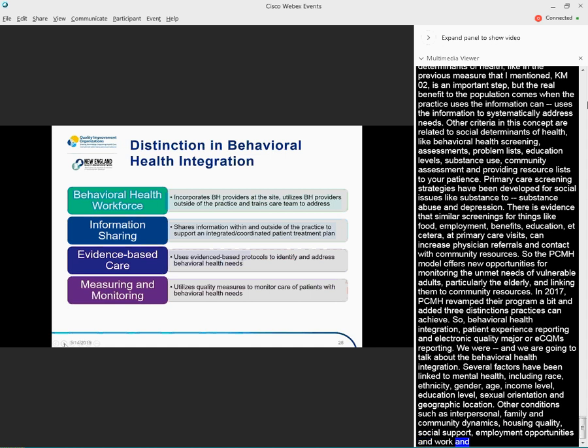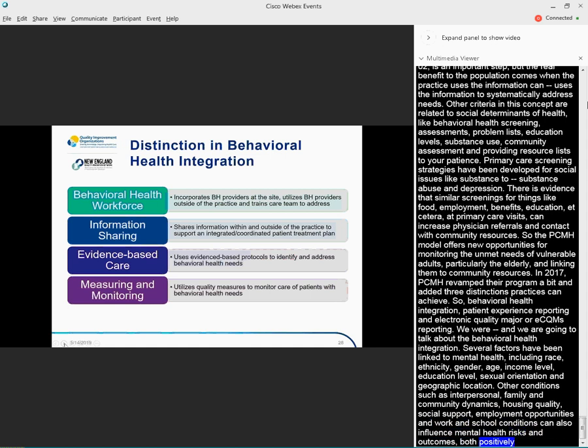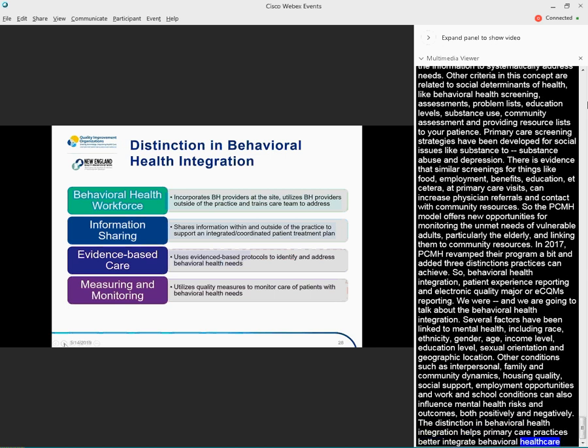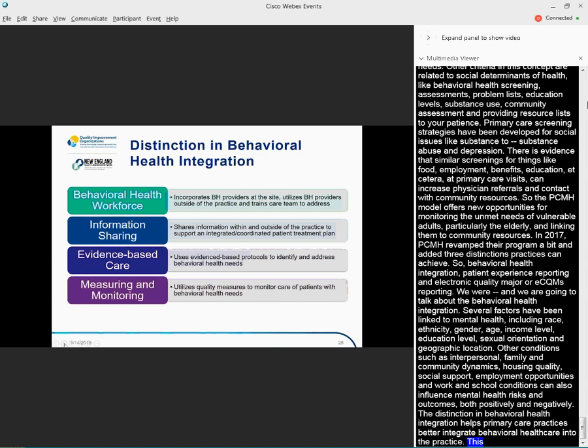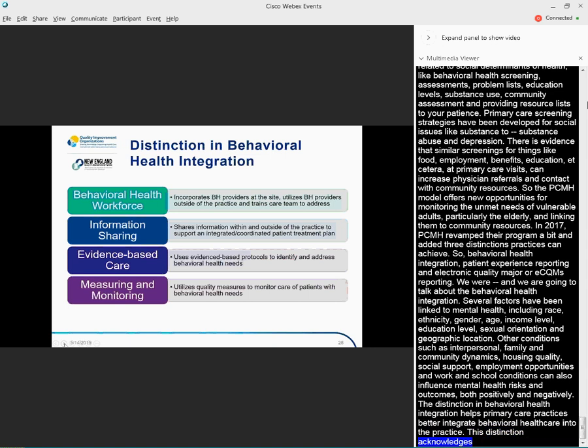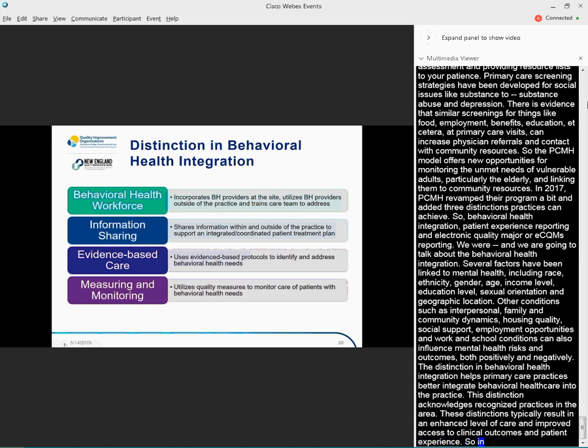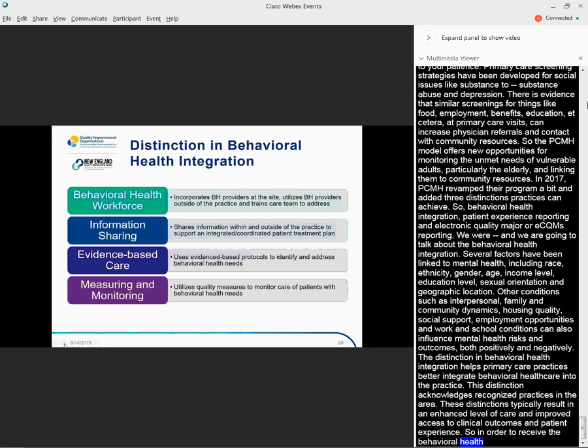The distinction in behavioral health integration helps primary care practices better integrate behavioral health care into the practice. This distinction acknowledges PCMH-recognized practices that excel in this area. And these distinctions typically result in an enhanced level of care and improved access, clinical outcomes, and patient experience. So in order to receive the behavioral health integration distinction, the practice must report on 18 criteria across 4 competencies related to behavioral health integration.